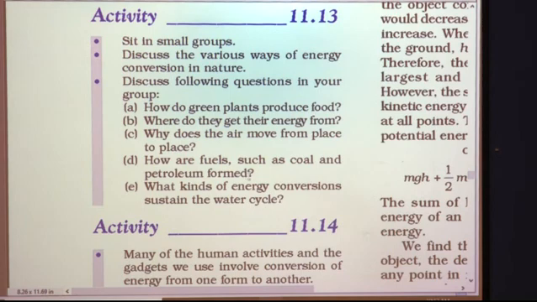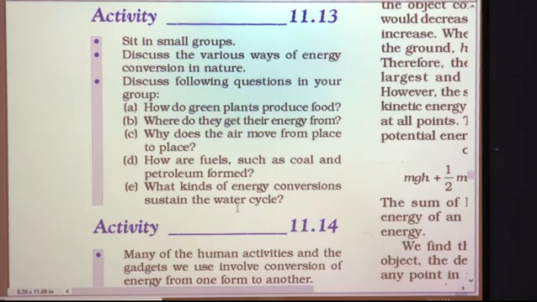Now, the next question is, how are fuels such as coal and petroleum formed? You have learnt in your lower class that coal and petroleum are formed by the decaying of dead vegetation, and in that case more heat and pressure is applied. Because of the increase in heat and pressure, coal and petroleum are formed.